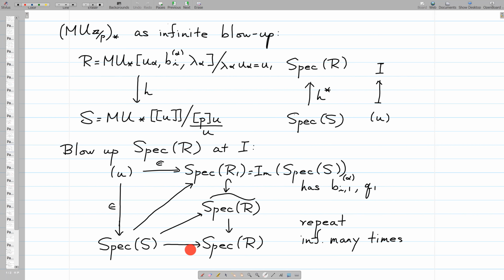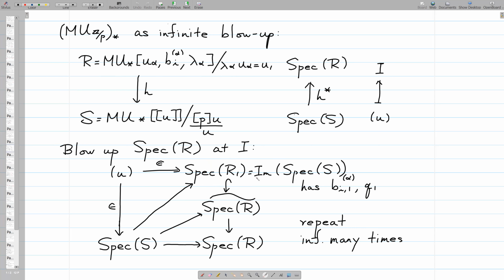So what we do is that you can take the spec of R and blow it up at this point I, that's basically the pre-image of U on the ring level. So that means the spec of S actually can lift to here, map into this. And you actually probably should take the spec of the image of this map. It will turn out to be affine. It's spec of R1, a new ring called R1. So I have this diagram over here.